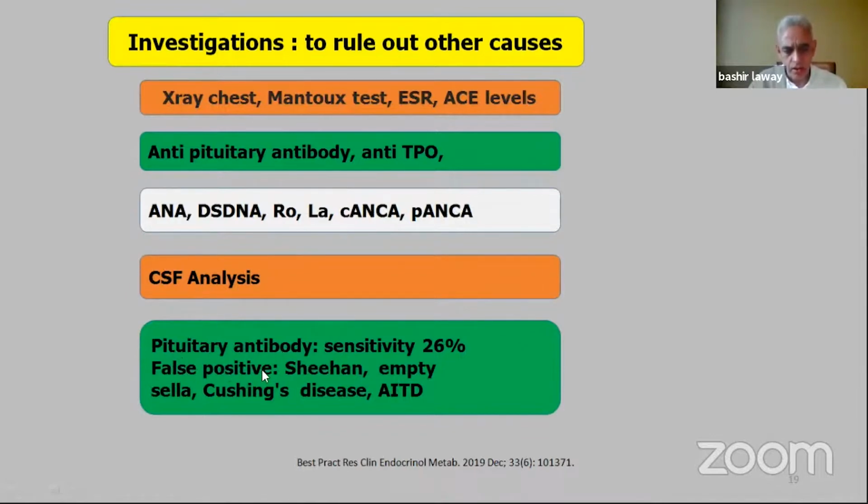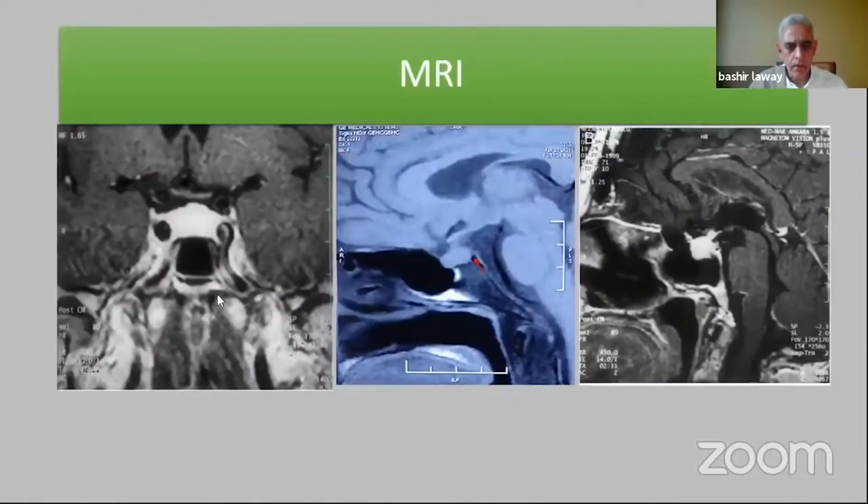Pituitary antibodies, as I said earlier, people don't do, as they have very low sensitivity. You can have a false positive in Sheehan also, empty sella also, Cushing's, as well as autoimmune thyroid disease.